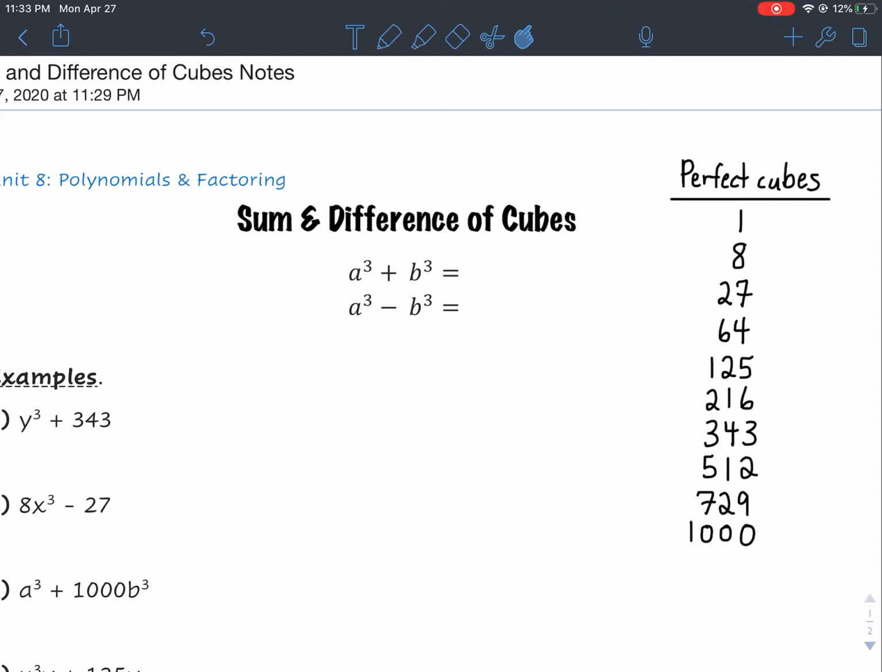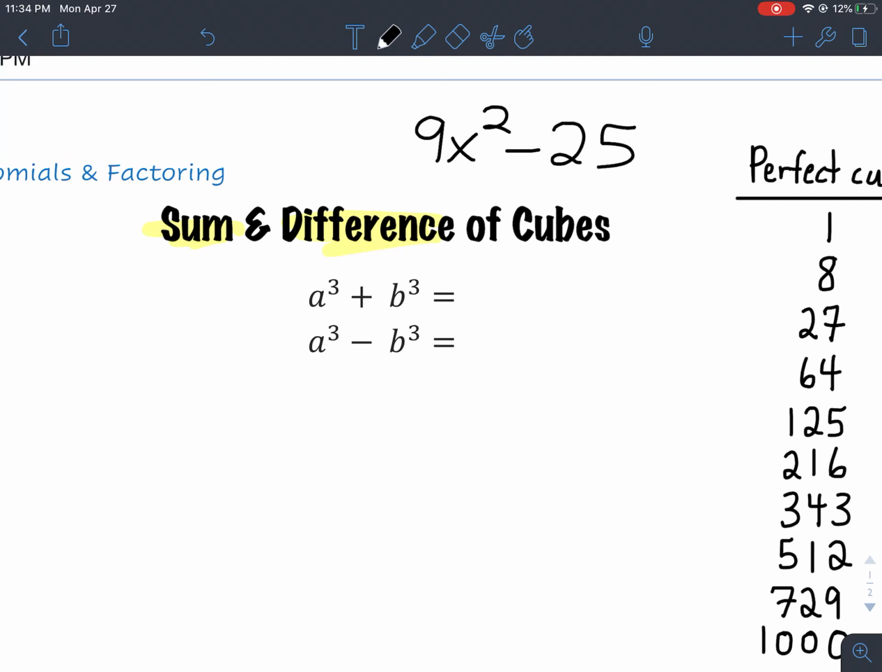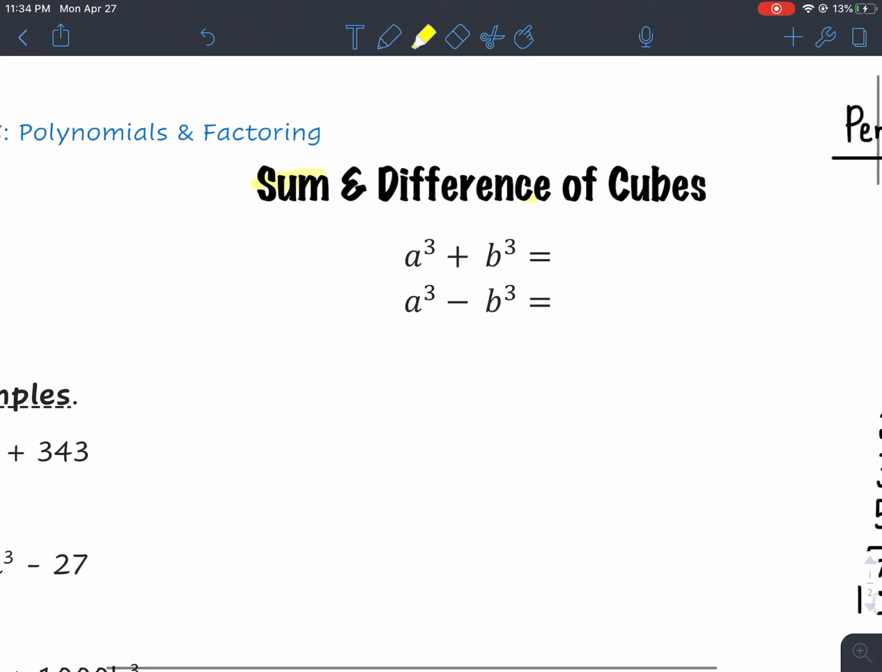Okay, so unlike the difference of squares, there is some memorization that goes with sum and difference of cubes. So notice, first of all, it's sum and difference. So when we had squares, when it was like this, we could factor it because it was difference of squares. When we had the sum of squares, this was what we called prime or not factorable, because if we tried to factor this, there's no way we could get two binomials that'll multiply back to this. It was not factorable. But notice with cubes, it's allowed to be addition or subtraction.